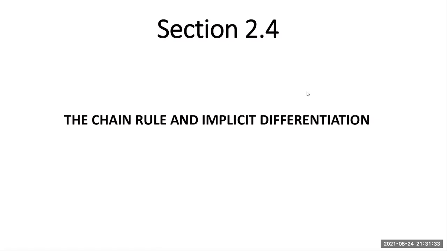All right, in this video, we will be going over section 2.4. This is about chain rule and implicit differentiation. In particular, this chain rule is one of the most important rules in this whole chapter. That helps us to do complicated differentiation.